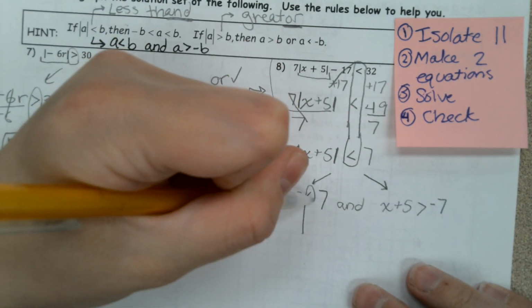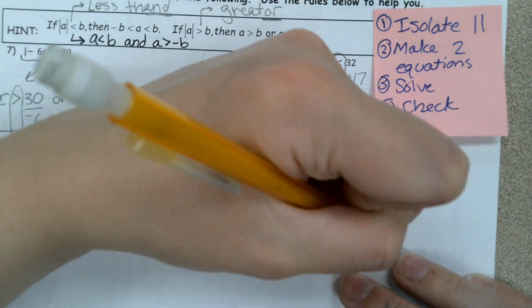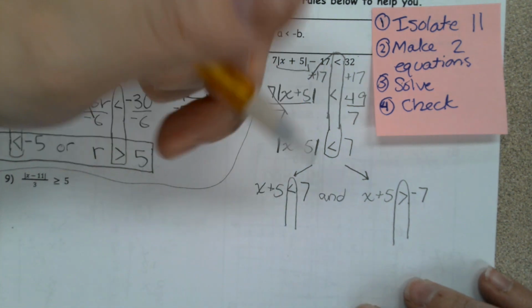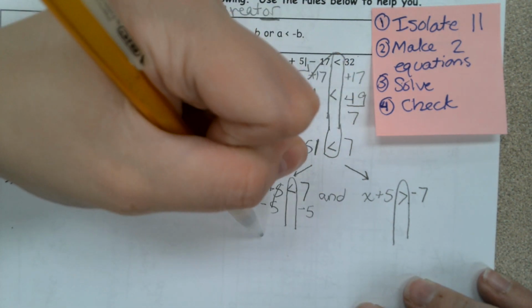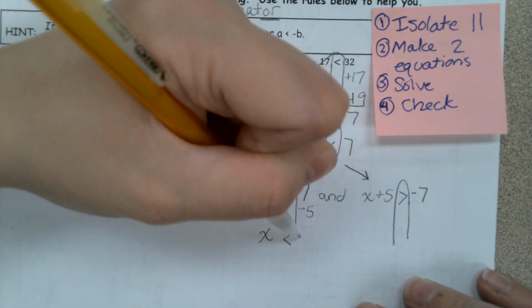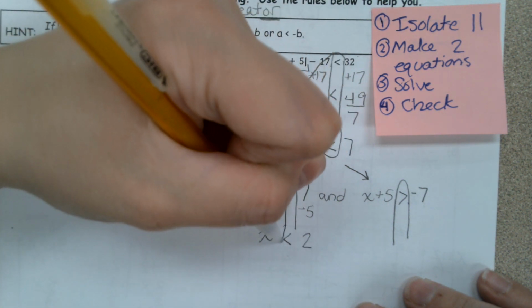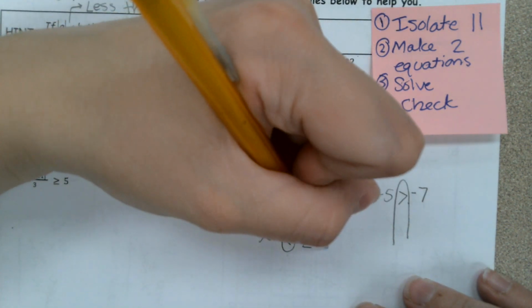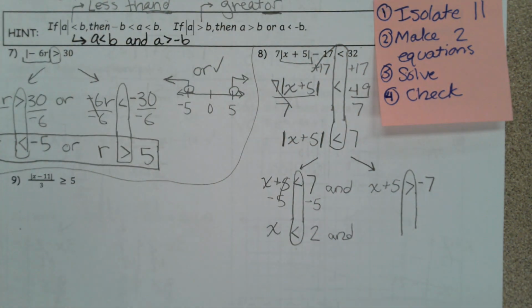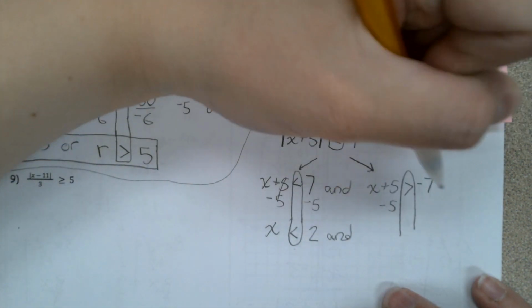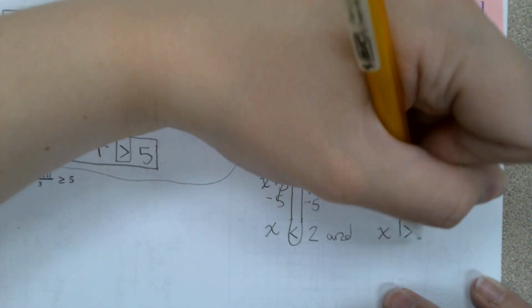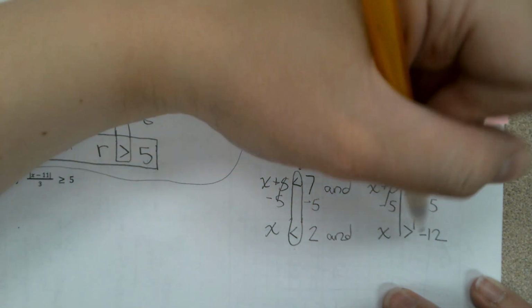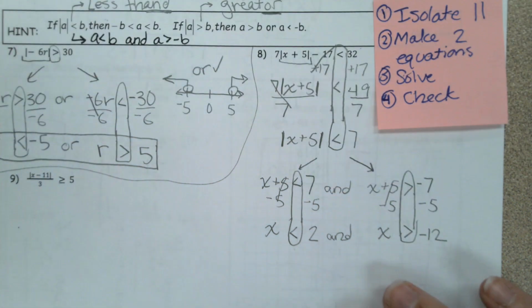Now I can solve. Just one step each. To solve for x, I need to move the plus 5, so I'll subtract 5 on both sides. X is less than 2, 7 minus 5 is 2, and subtract 5 over here. X is greater than negative 12. Negative 7 minus 5 is negative 12.